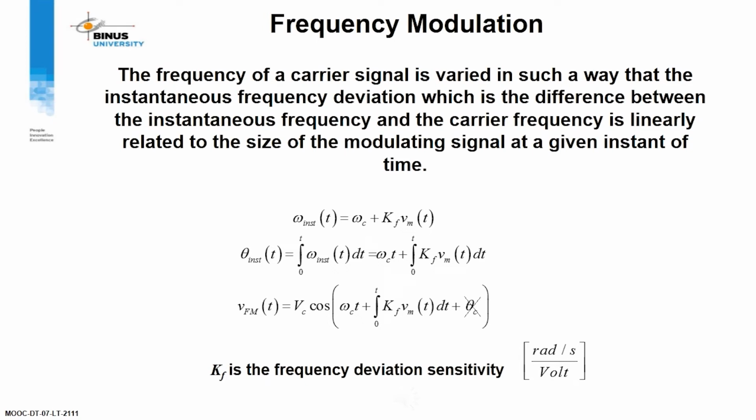Frequency modulation. The frequency of a carrier signal is varied in such a way that the instantaneous frequency deviation, which is the difference between the instantaneous frequency and the carrier frequency, is linearly related to the size of the modulating signal at a given instant of time.